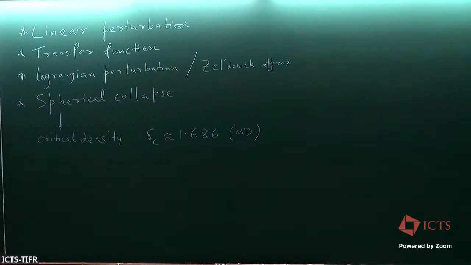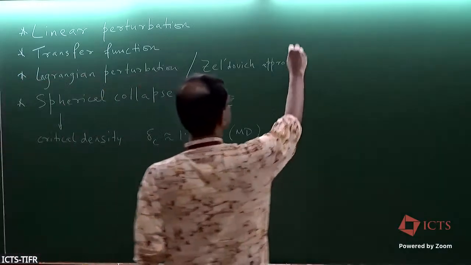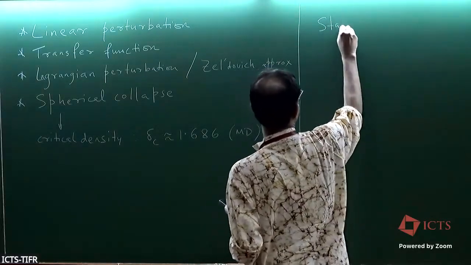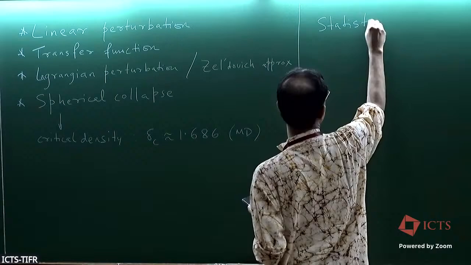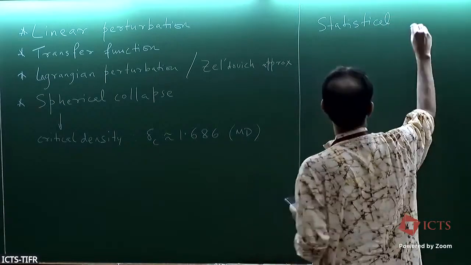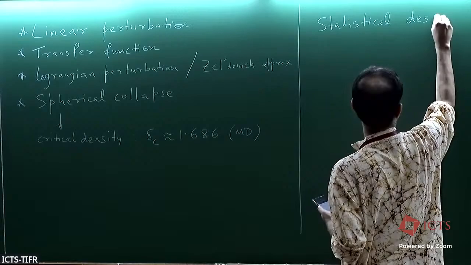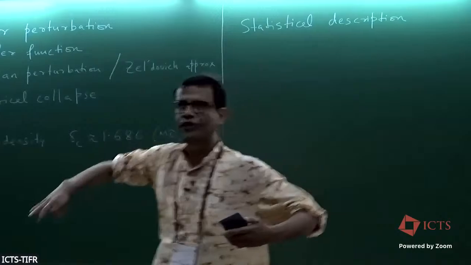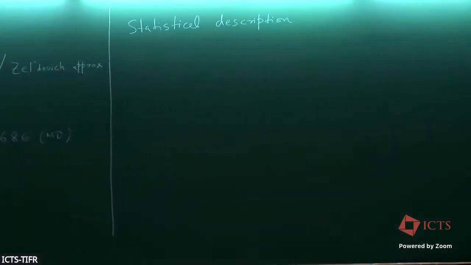Most of the time, we were concentrating on temporal evolution of perturbations, how perturbations evolve across time, in particular, how do they grow. Today, we will talk about the spatial part of it. So basically, how do we describe the spatial fluctuations, what kind of statistics we use to describe them, and how do they look.